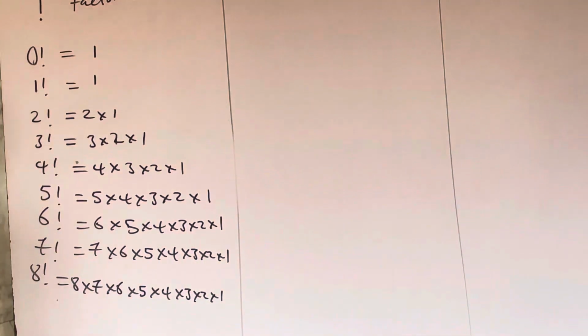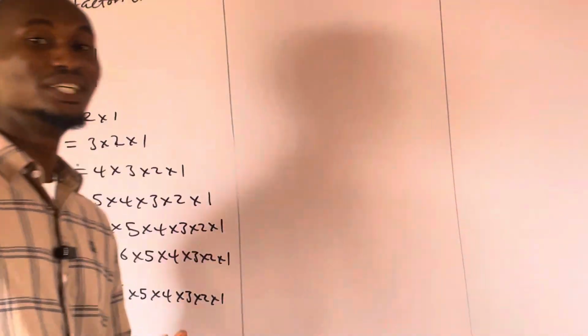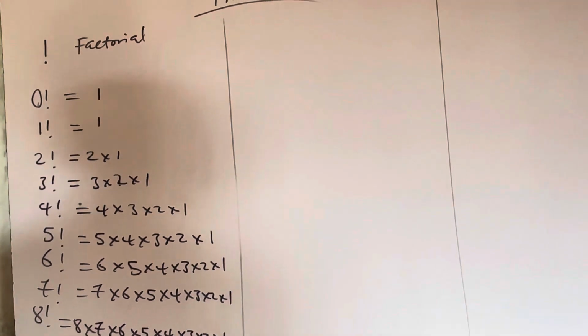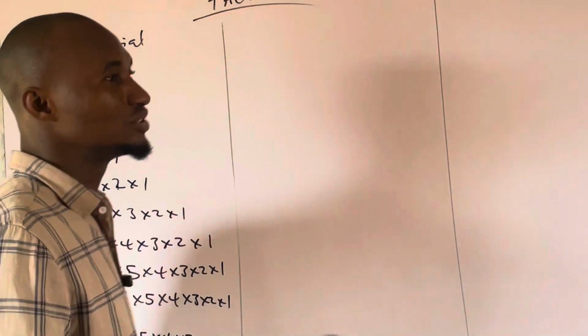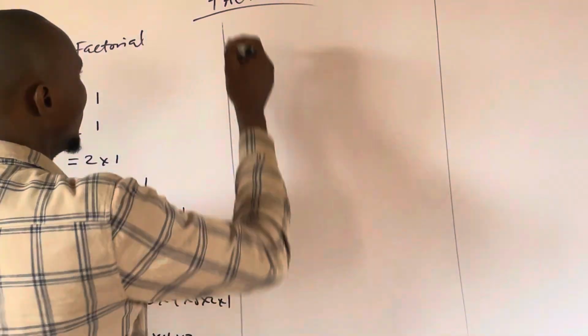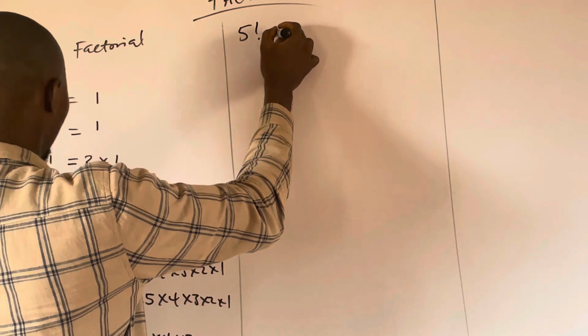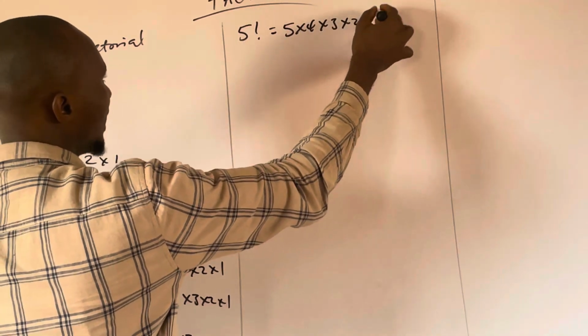So when they ask you to find 10 factorial, you start from 10, you multiply down to what? 1. Did you understand? When they say 20 factorial, you start from 20 and multiply down to what? 1. Now, another thing I want you to know is this. 5 factorial is equal to 5 times 4 times 3 times 2 times 1.